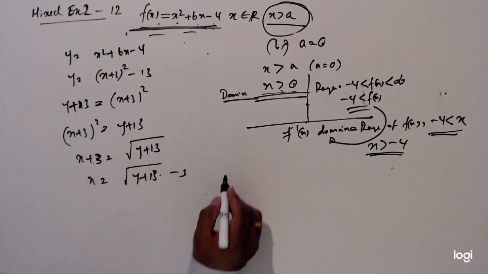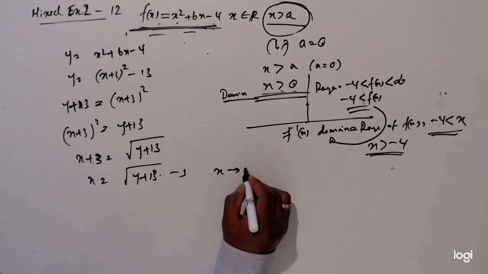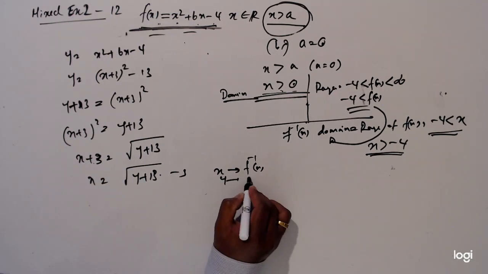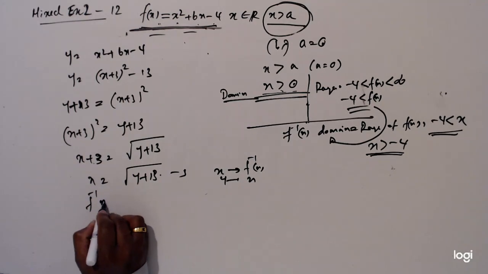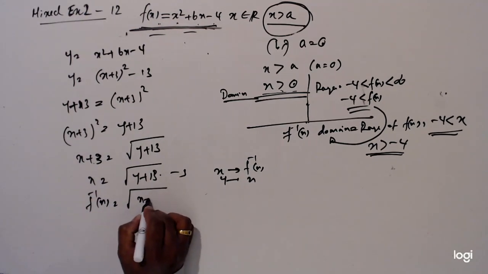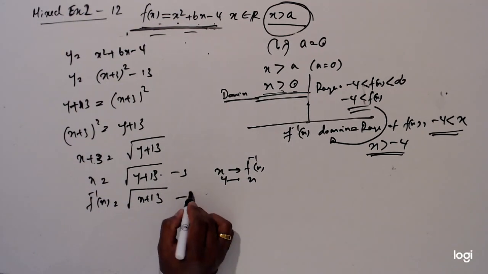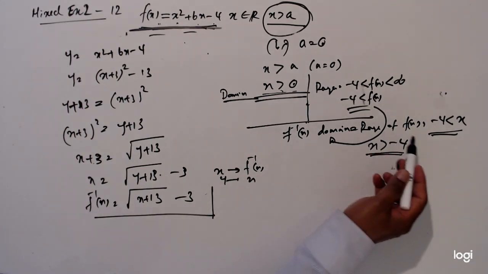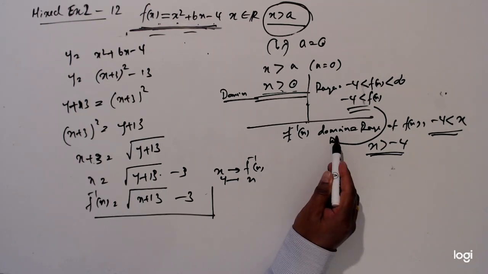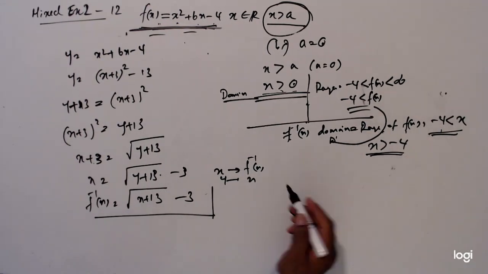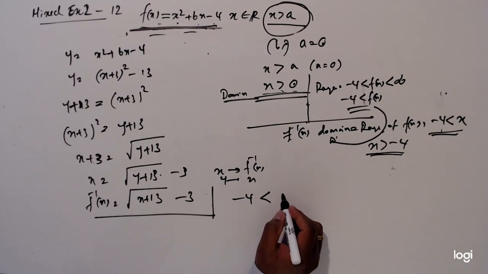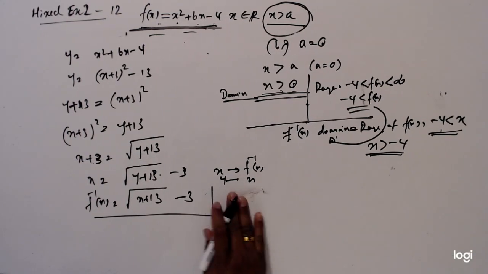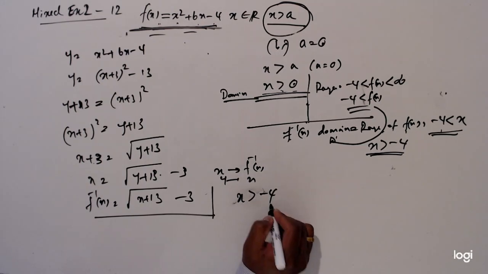So then x goes to f inverse x and y goes to x. So f inverse x equals the square root of x plus 13, minus 3, and the domain is the range of f(x), which is minus 4 greater than, or we'll write it the other way around, x greater than minus 4.